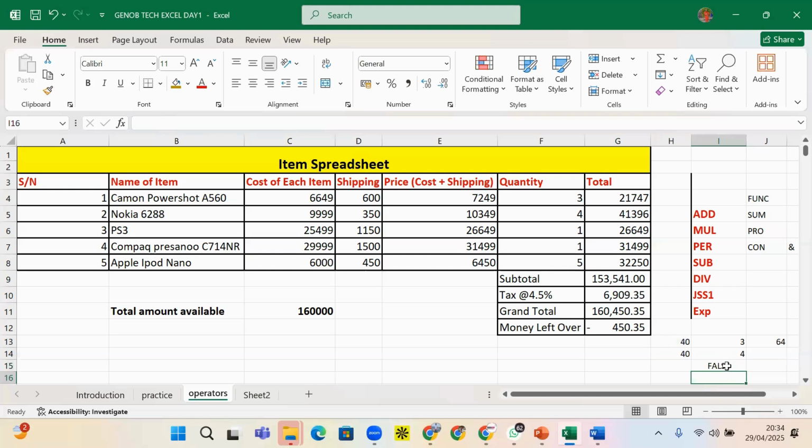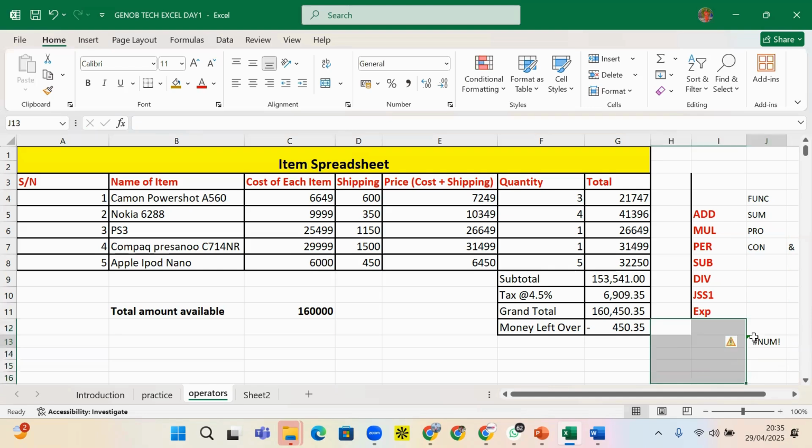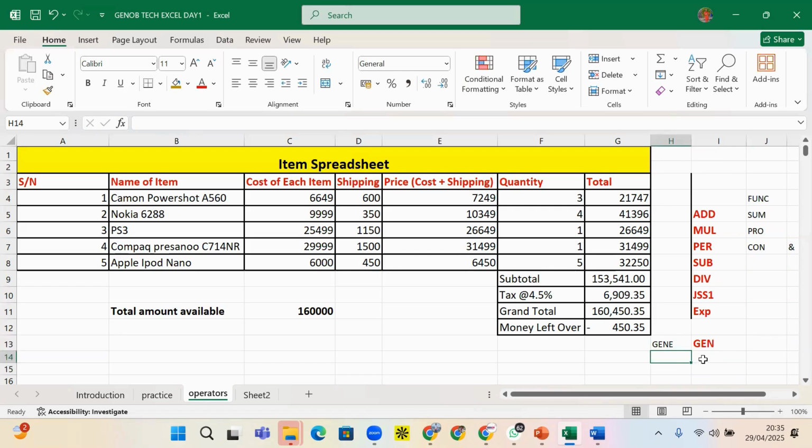I mean, yes, we are saying they are not the same, but they are the same. It is false because what is on the ground is the same, but we are saying they are not equal here. So definitely it's going to be false. So don't think it's only numbers that we can use comparison operators with. Let us use strings or alphabets or text. Something like gene, and I have something like gen. Okay, yes. So let's compare this and this, are they equal?